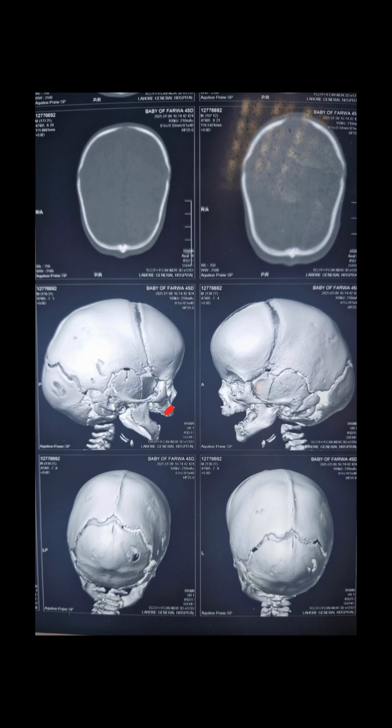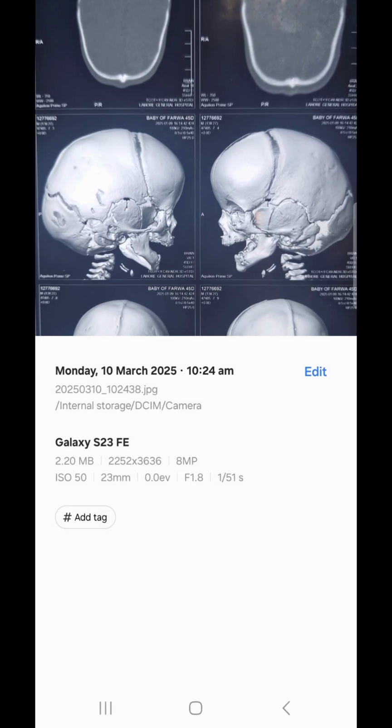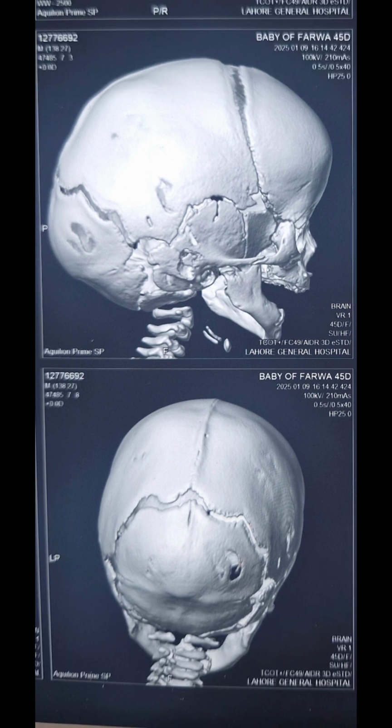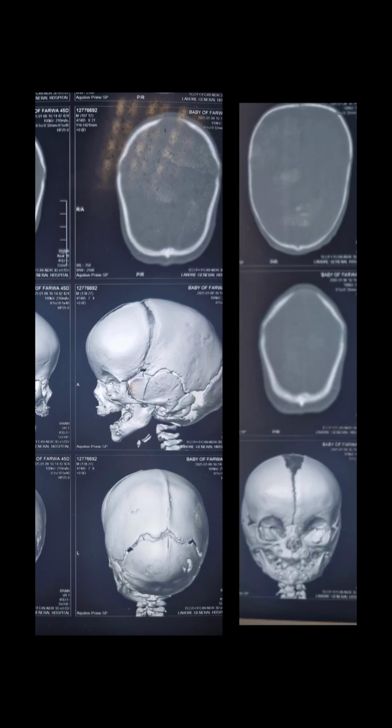If I zoom it, then you can well see these images, that this one is the important finding here. Normally suture looks like this area, but if it is fused, then it will appear like this. So there is abnormal fusion and premature fusion of the sutures here. So this one is important finding. Let's move to next image.